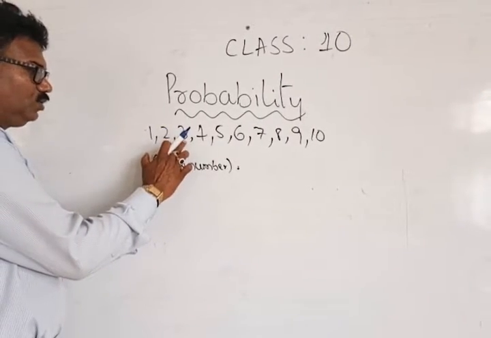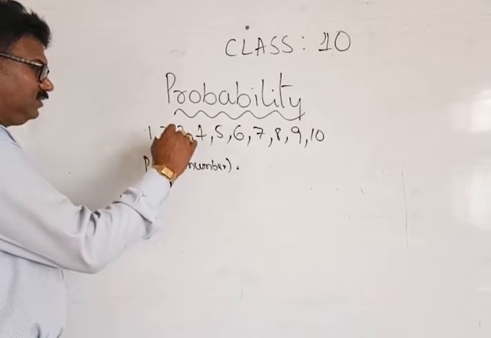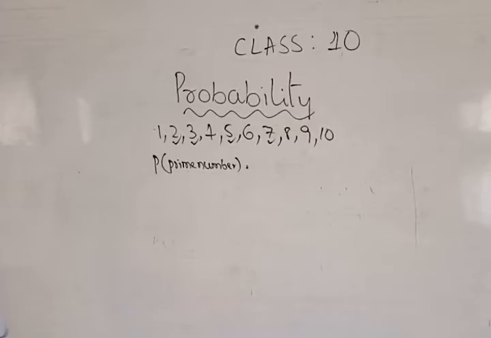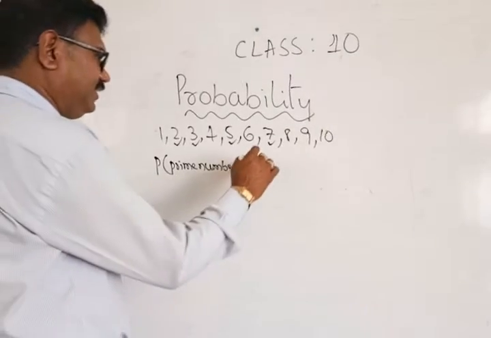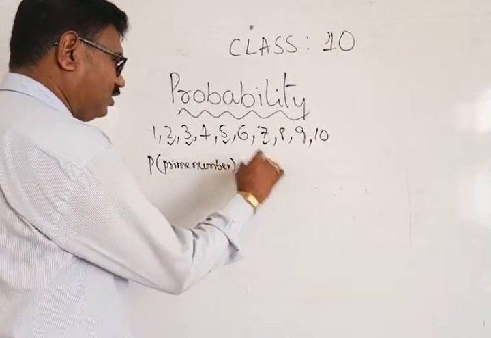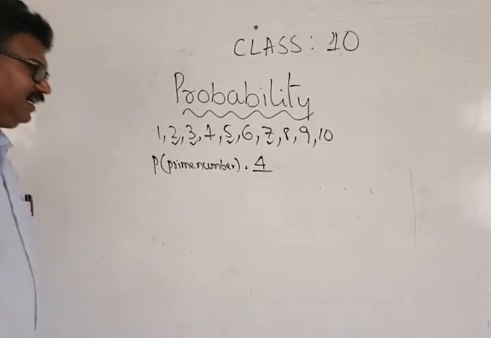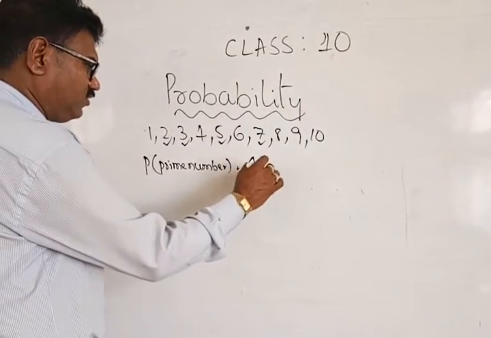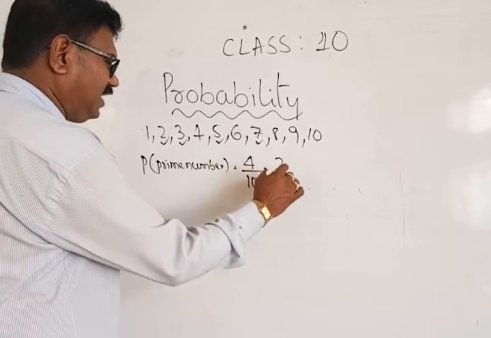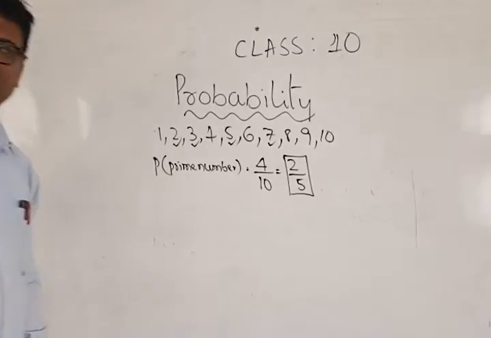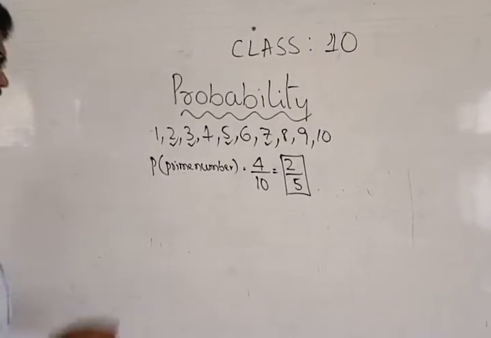1, 2, 3, 4. Therefore, how many prime numbers? 4. Number of outcomes, how many outcomes are there? 10. Therefore, what is the answer? 2 twos are 4, 2 fives are 10. Therefore, what is the answer? 2 by 5.